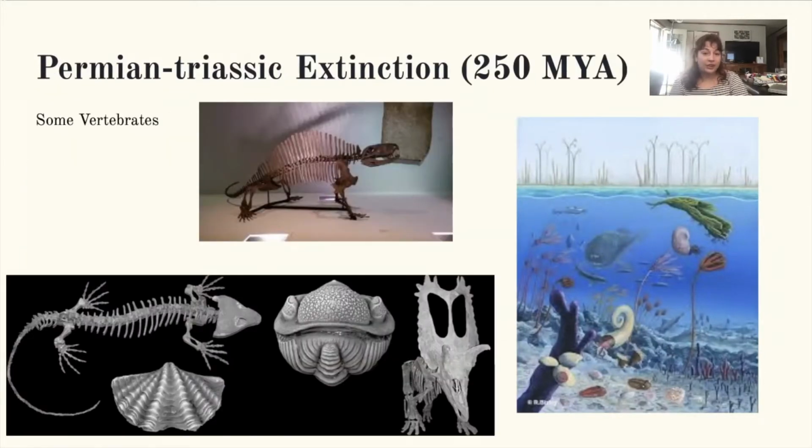The third mass extinction, the Permian-Triassic extinction, occurred 250 million years ago and caused the extinction of different types of vertebrates. It is estimated that 70% of vertebrates went extinct. Earth's climate warming up is said to be the cause of this.